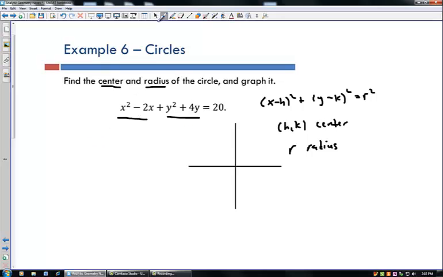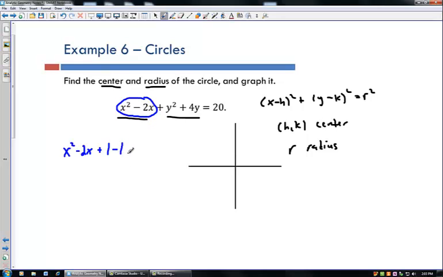And so let's start. And so let's take a look at the first expression, x squared minus 2x. So what I'm going to do is I'm going to take x squared minus 2x, and I'm going to add half the middle term squared. So the middle term is negative 2. If I divide it by 2, I get negative 1. If I square it, I get 1. So I'm going to add 1 and take away 1.